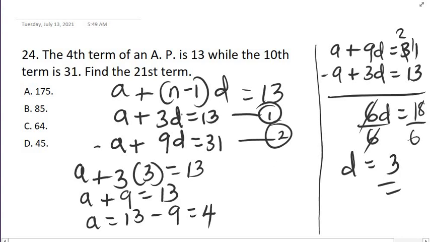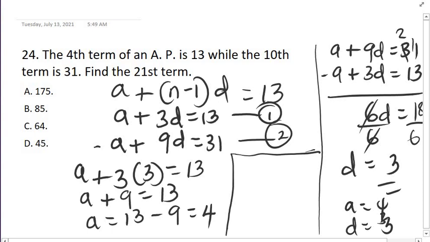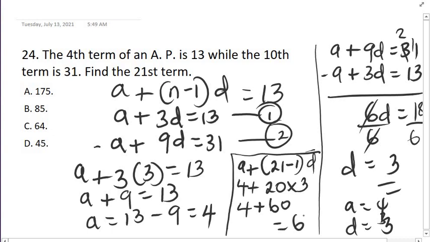Okay, I have my first term, that's why I did all this. I have my first term, A as 4, and the difference as 3. So let's look for the 21st term. Using A plus bracket 21 minus 1 times d, using our normal formula. A is 4. 4 plus 21 minus 1 is 20, times the difference, which is 3. 4 plus 20 times 3, 60. So 4 plus 60 is 64. That's the 21st term, C.